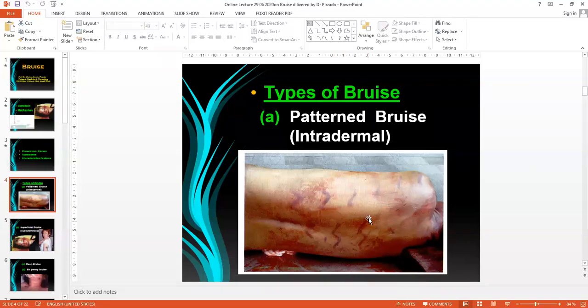You see it is visible. Now the pattern of this injury simulates the patterned object, because this can indicate which type of weapon was applied to produce the bruise. Examples of this type are whip lashes, rubber tube, and tire marks, when they are applied over the body or pass over the body. Only extravasation of blood takes place under the surface of the dermis, leading to an intradermal bruise.